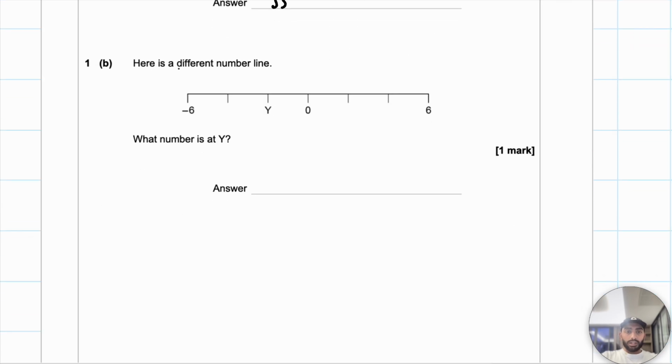Part B, here is a different number line. What number is at y? I've got 0 here and I've got 6 here. There's 3 gaps, so each gap is going to be worth 2. That's 2, 4, and 6. I'm going backwards. 0 take away 2 gives me negative 2.